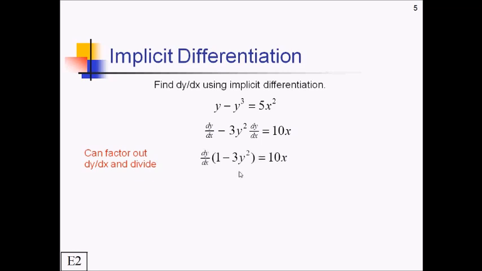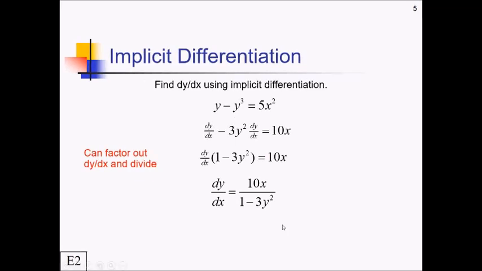And now we can just divide by 1 minus 3y squared. And we've got dy dx all by itself. Now this is the reason that even when you can't isolate y itself, you can always isolate dy dx. Because of the way the chain rule works, when you differentiate everything that has a y in it, you will always end up with a dy dx that can be factored out.